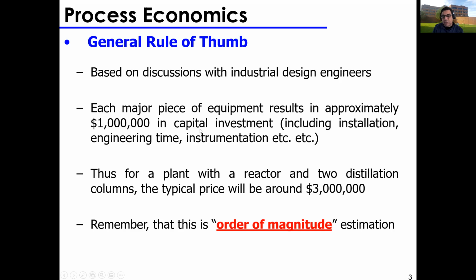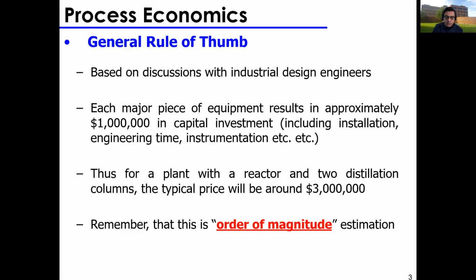Includes installation, engineering time, instrumentation, etc. And this has been a rule of thumb which has been used for sizing plants. So if you have a plant with 3 reactors and a distillation column, you can say I need 4 million in capital investment, as just a back of the hand calculation, an initial estimate for your plant, and then you can obviously refine it.